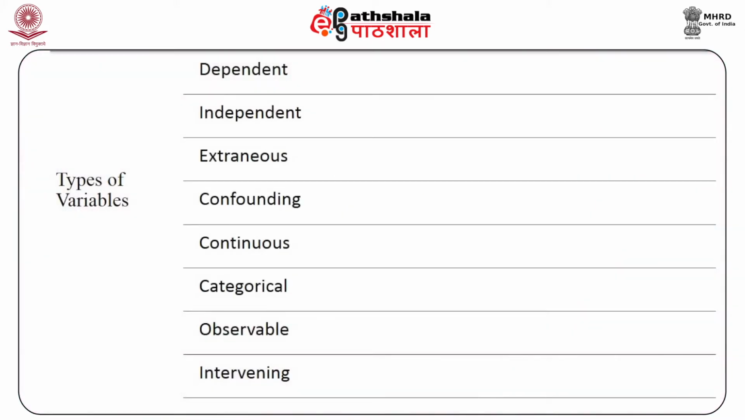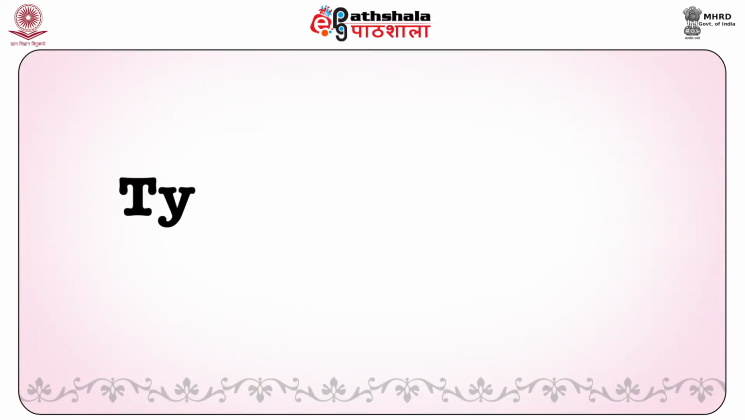The different types of variables are diagrammatically shown. We can find the various types mentioned here: dependent, independent, extraneous, confounding, continuous, categorical, observable, intervening, and in the following sections we are going to discuss them in detail.